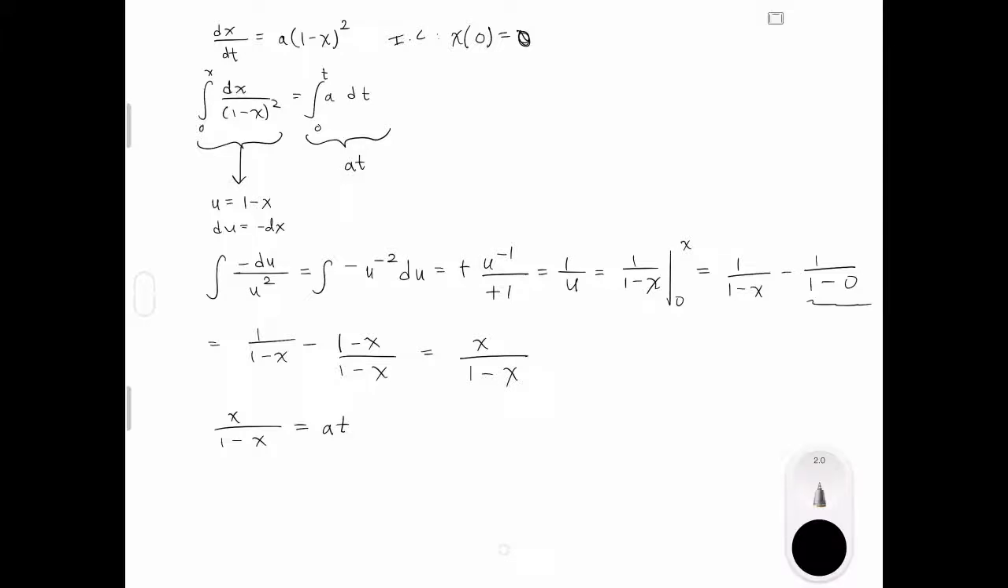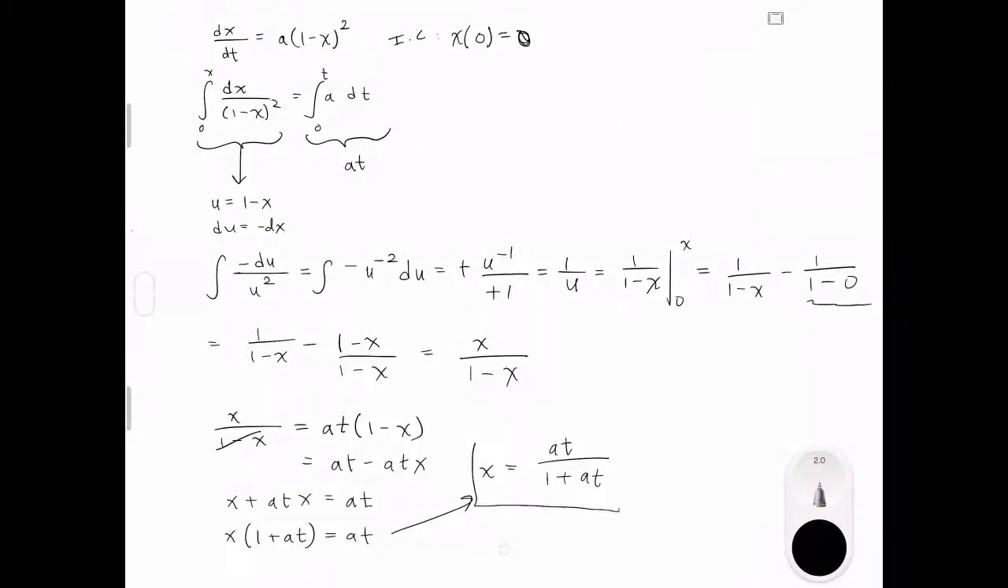But x as a function of t takes a little more effort, though it's just some more rearranging. The way we do that is we move the 1 minus x over, we distribute, so at minus atx, and then move this atx to the other side, so x plus atx equals at. Factor out the x: x times (1 plus at) is equal to at, and therefore if we divide by 1 plus at, we get x equals at over 1 plus at. That's x as a function of time.